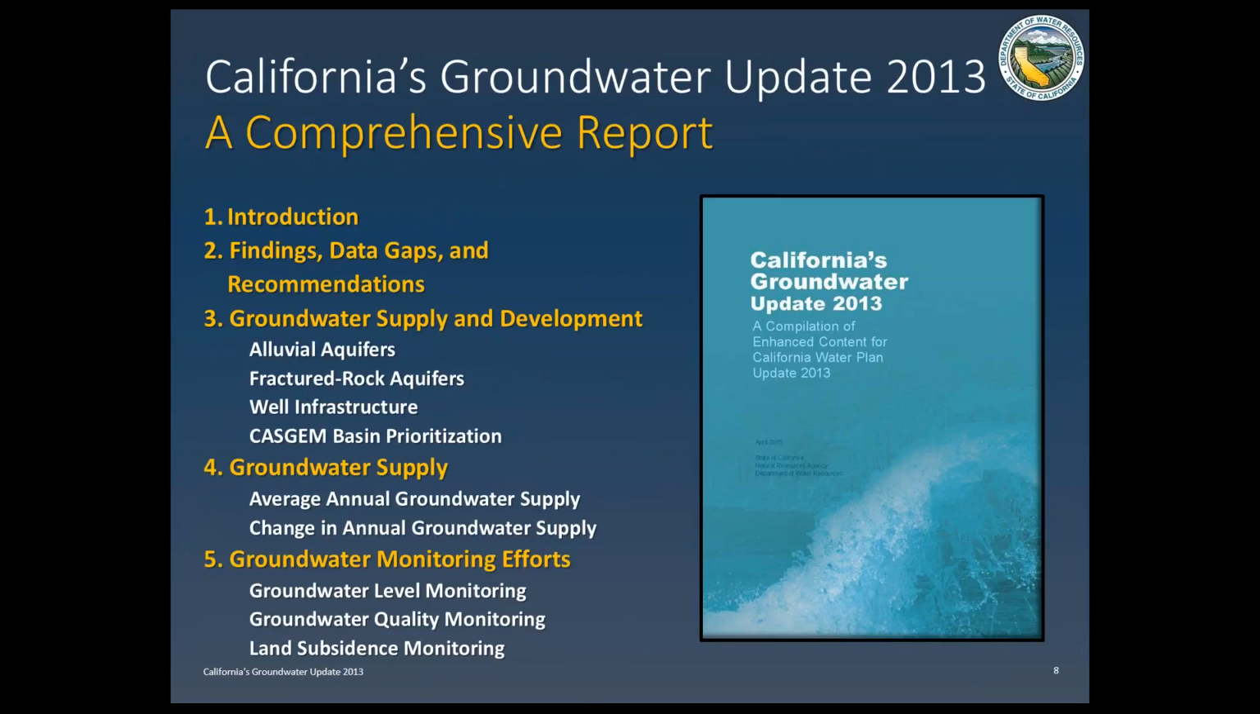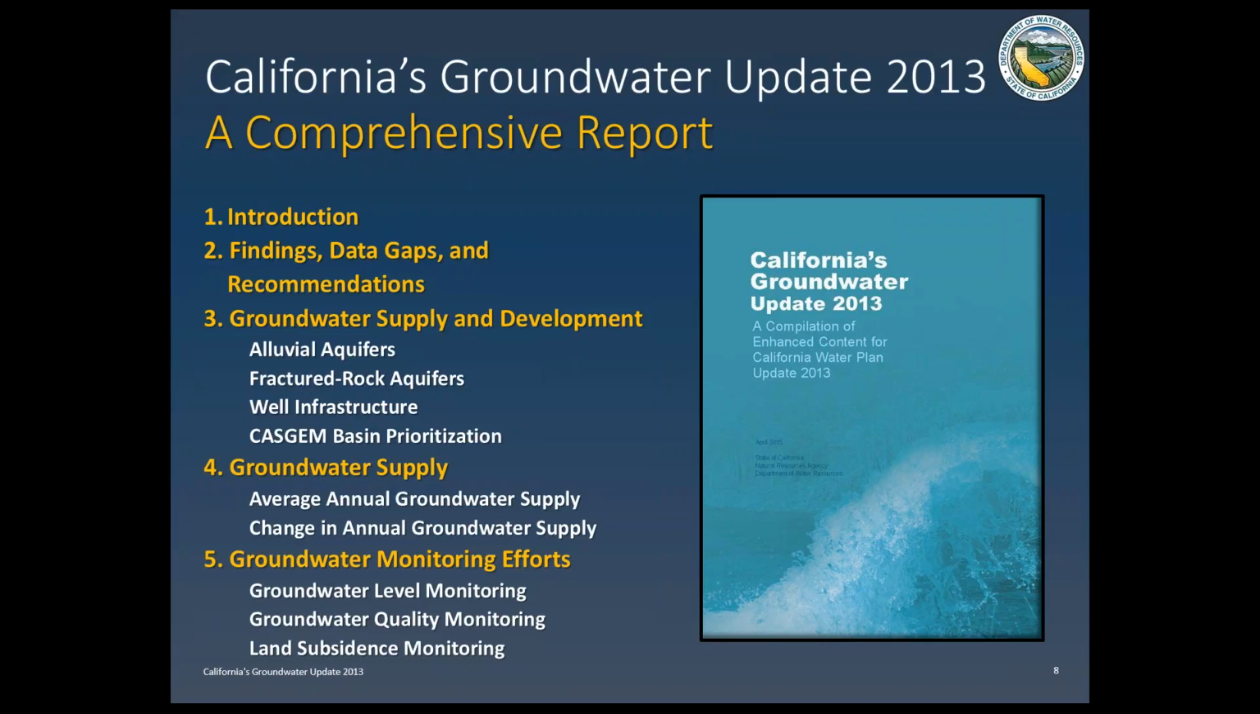Each of the reports is organized very similarly, and we broke it down into all these different categories. There's always going to be an introduction. There's going to be findings for each of the hydrologic regions, data gaps, and recommendations. And then we're going to talk about groundwater supply and development, and go into detail on the various alluvial aquifers that are important and key in each of the regions. We're also going to have discussions for the first time on fractured rock aquifers, well infrastructure, and CASGEM basin prioritization.